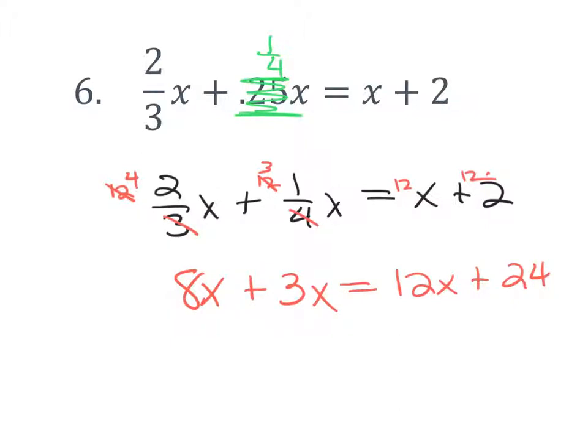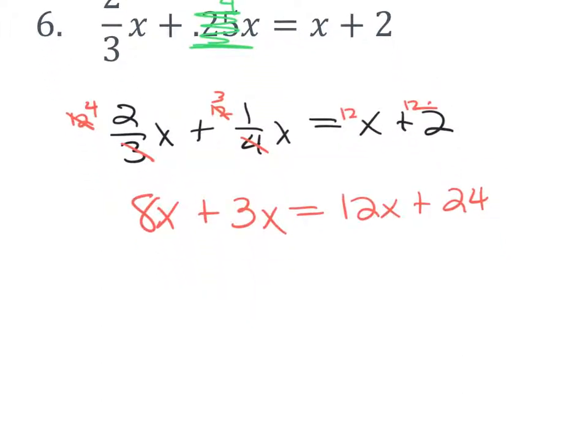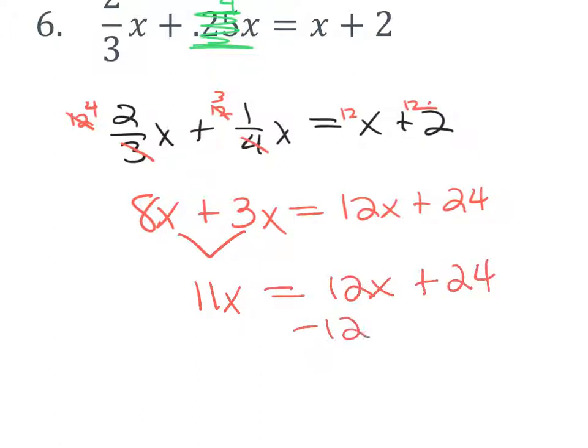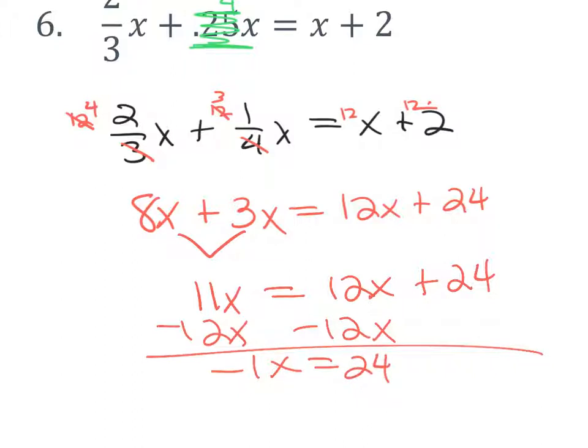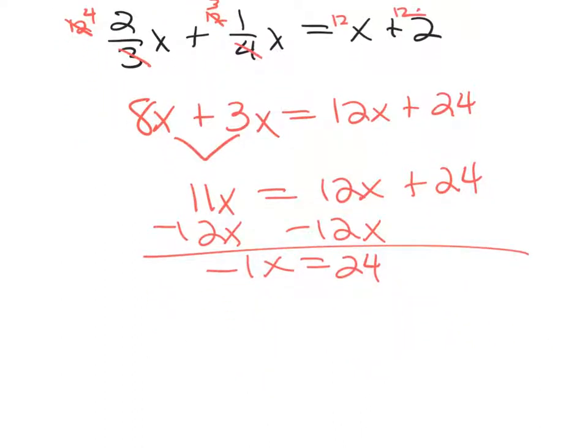Now I have a nice, easy problem with no fractions. I'm going to combine my like terms. So this becomes 11x, 12x plus 24, subtract the 12x, negative 1x equals 24, divide by negative 1, and x equals negative 24.